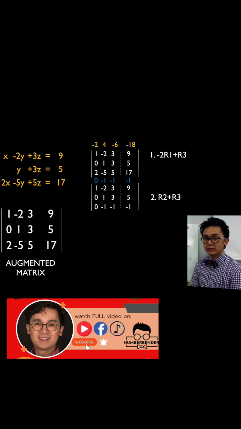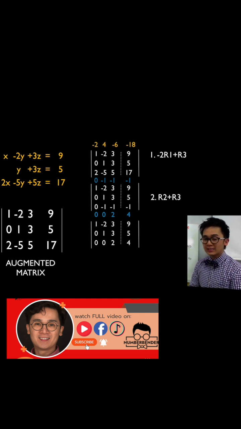So now 0 plus 0 will give me 0 because I'm adding row 2 and row 3. I'm also adding 1 and negative 1, which gives me 0, and 3 minus 1 is giving me 2, and 5 minus 1 is giving me 4. So this is my new row 3. Once again, row 2 is not changing, it's just row 3 that we are changing in this particular operation. So our new matrix is now 1, negative 2, 3, 9, 0, 1, 3, 5, and the new row 3 is 0, 0, 2, and 4.